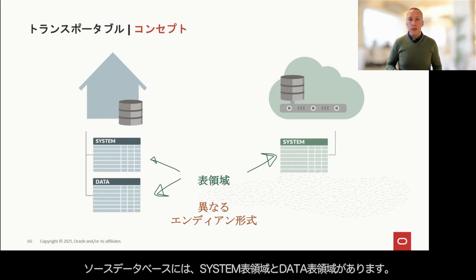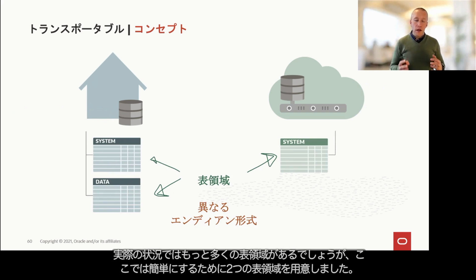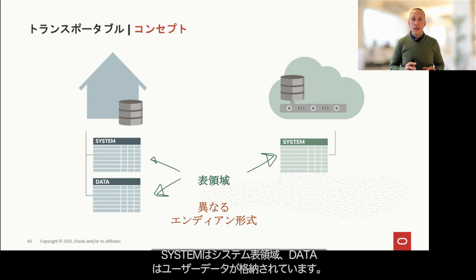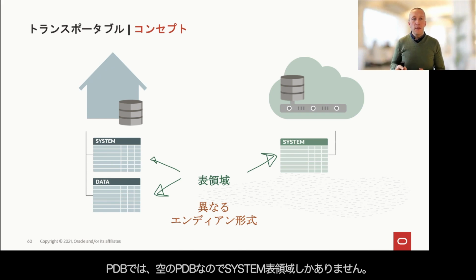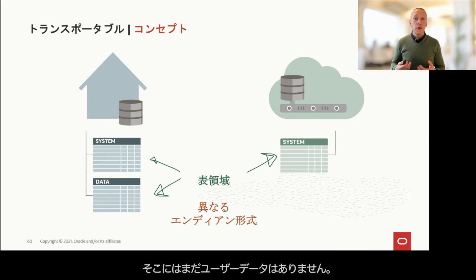In our source database, we have the system table space and the data table space. In a real situation, you would have much more table spaces, but for simplicity, we just have two in this example. System is your system table space, and data, this is where the user data is stored. In your PDB, you only have the system table space because it's an empty PDB. There is no user data there yet.